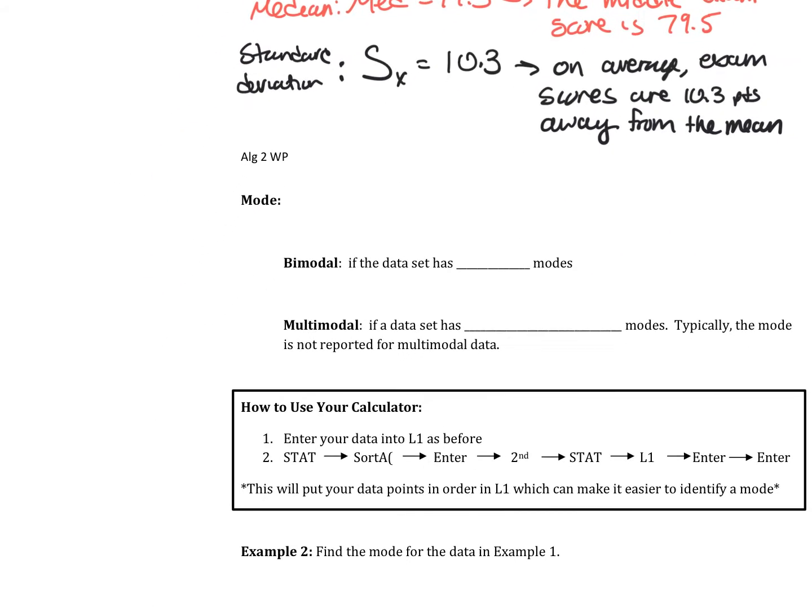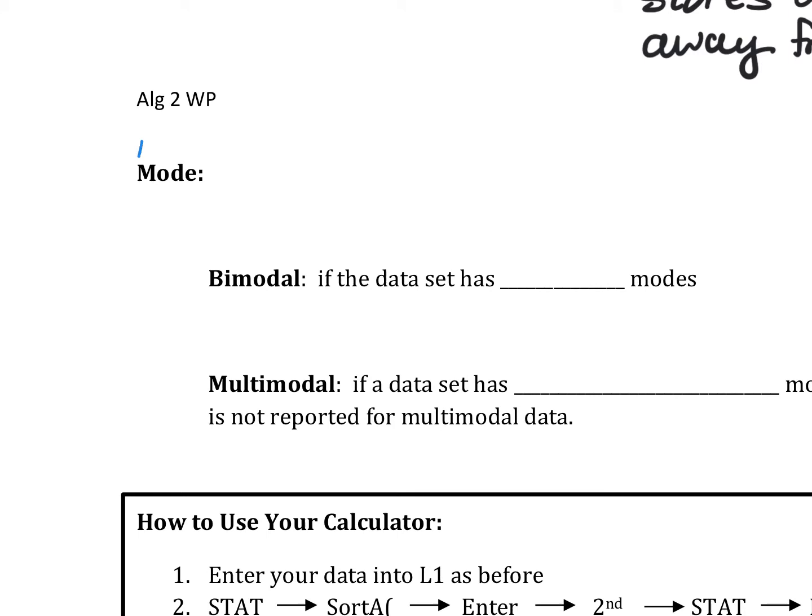Okay, our last one is our mode. This is another measure of center. Mode is the data value that happens the most.